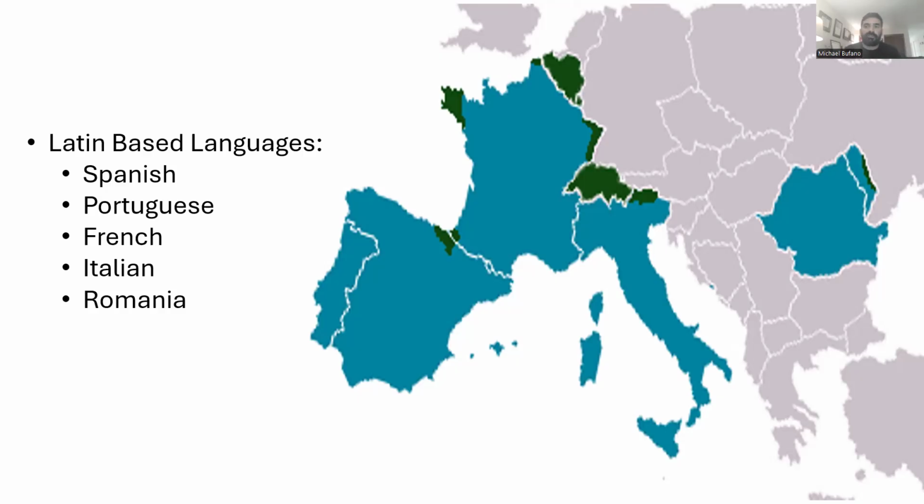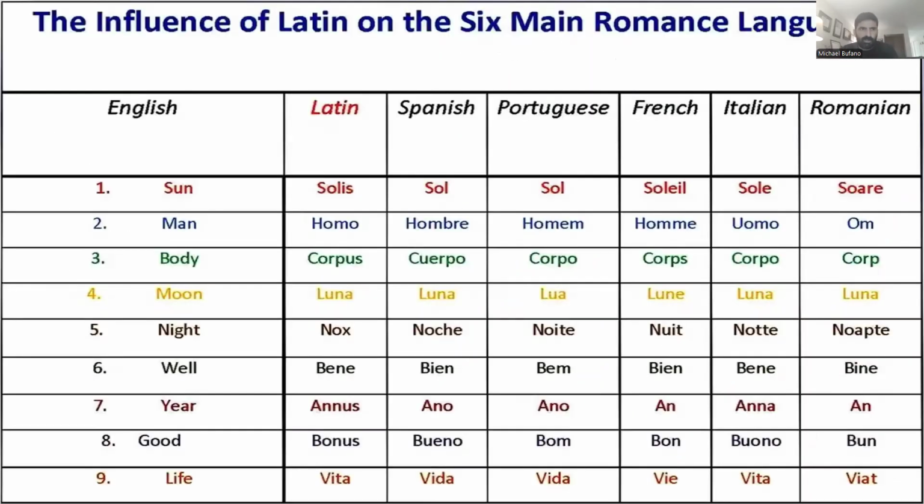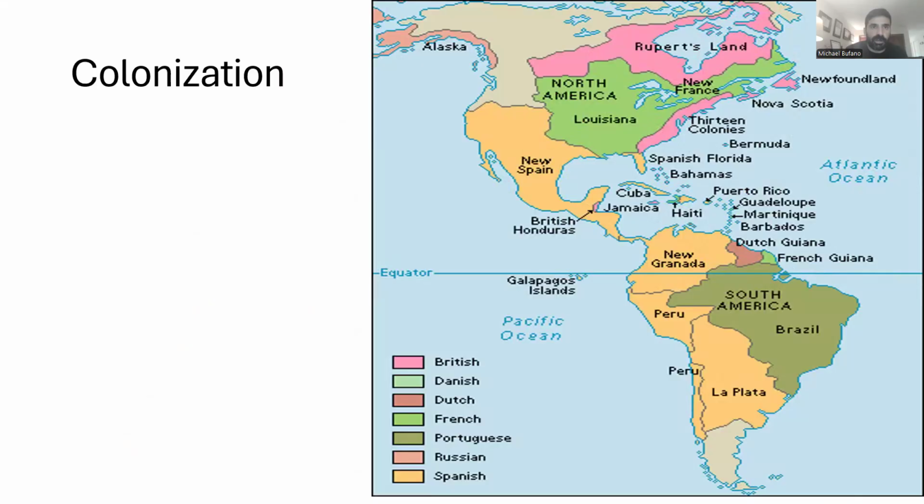So they have a lot of words and phrases in common. They also have a lot in common culturally with one another. So just take a look here at a list of words from these different languages. We've got the Latin language of the Roman Empire, this formal written language. Then we've got Spanish, Portuguese, French, Italian, and Romanian here. And notice with common words like sun, man, body, moon, night, well, year, good, and life, they all have a lot in common. So the word for life in Latin is vida. It's vida in Spanish, vida in Portuguese, vie in French, and so on and so forth. So they have a lot in common with each other here.